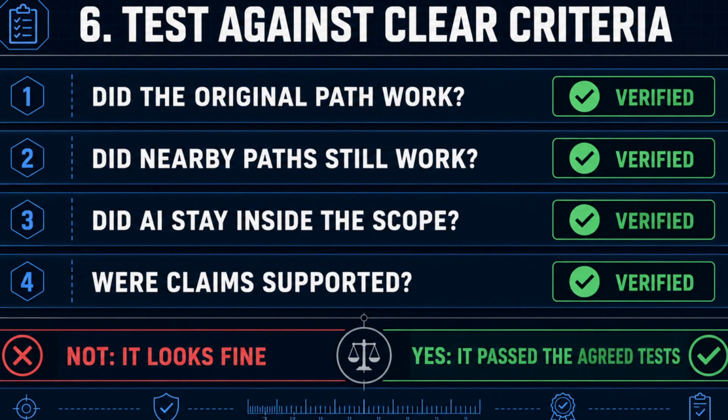As I was saying, Control 6. Test against clear criteria. The sixth control is evaluation. How will we decide whether the result is good? We should not judge important work only by saying, that looks fine. The test should exist before the work is approved.